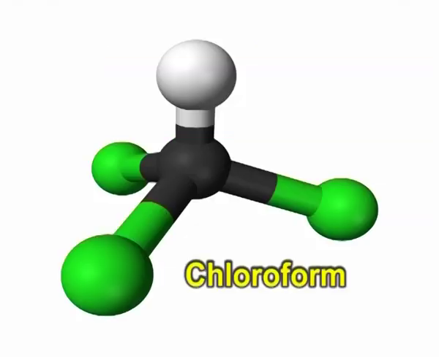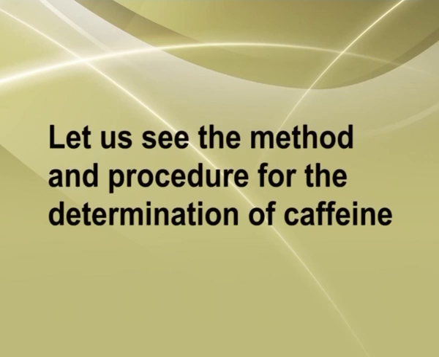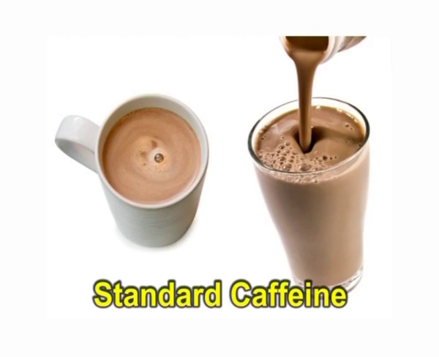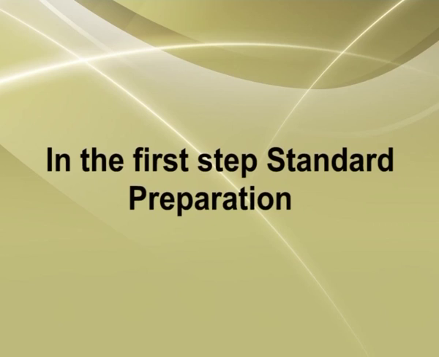Caffeine can be extracted from aqueous solutions with chlorinated solvents such as dichloromethane and chloroform, a technique commonly employed commercially to decaffeinate coffee and tea. After the caffeine is extracted, it can be analyzed directly by measuring the absorbance of the solvent solution at 260 nanometers. Let us see the method and procedure for the determination of caffeine. Standard caffeine, dichloromethane, and purified water are required reagents in this technique. In the first step, standard preparation.